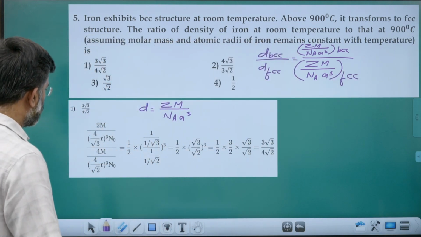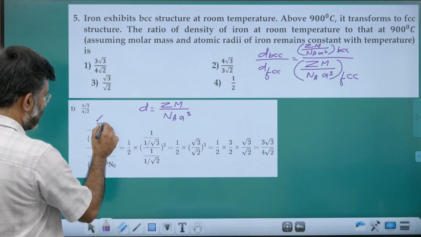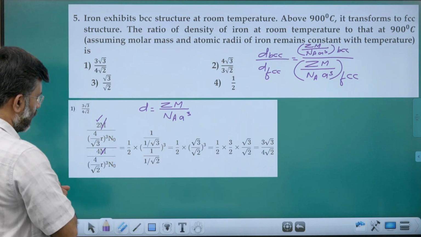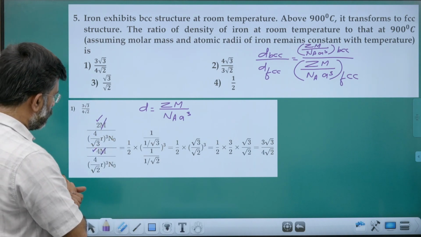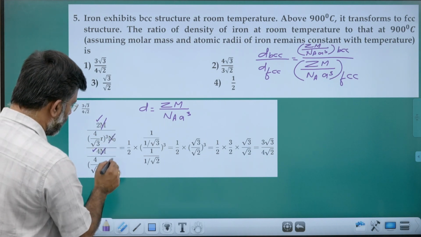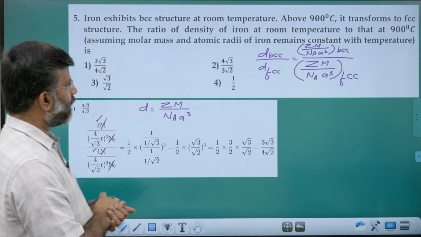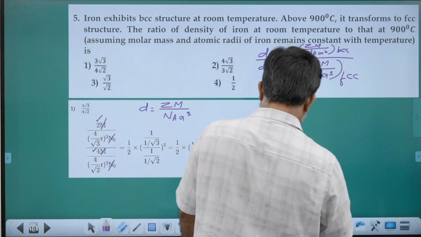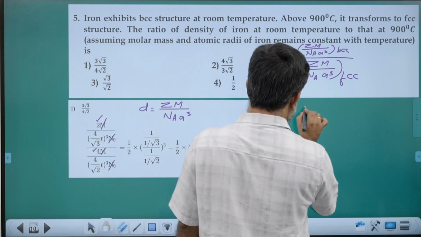So what is Z for BCC? 2. All of you know. M, there and here, same. Z for FCC, 4. So Z for BCC, 2. Z for FCC, 4. And NA will get cancelled. Now what is the next one? A for BCC and A for FCC, all of you know.